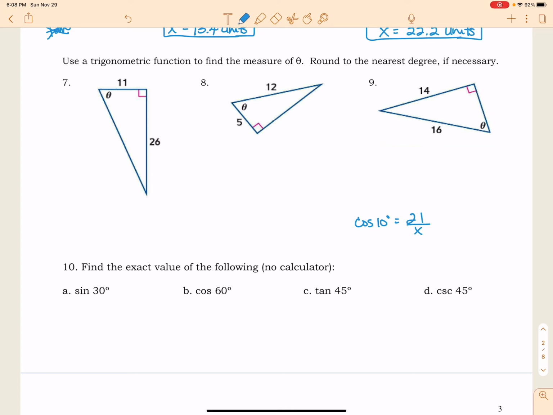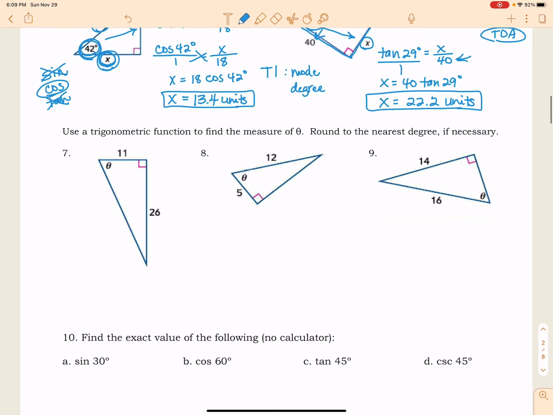If you end up with something like that, then you're still going to cross multiply, but now x is not going to be by itself. So you're going to have to divide by cosine of 10. And this is all calculator stuff, so hopefully that won't get too scary. Anyway, that's what you're going to do if you end up with x in the denominator.